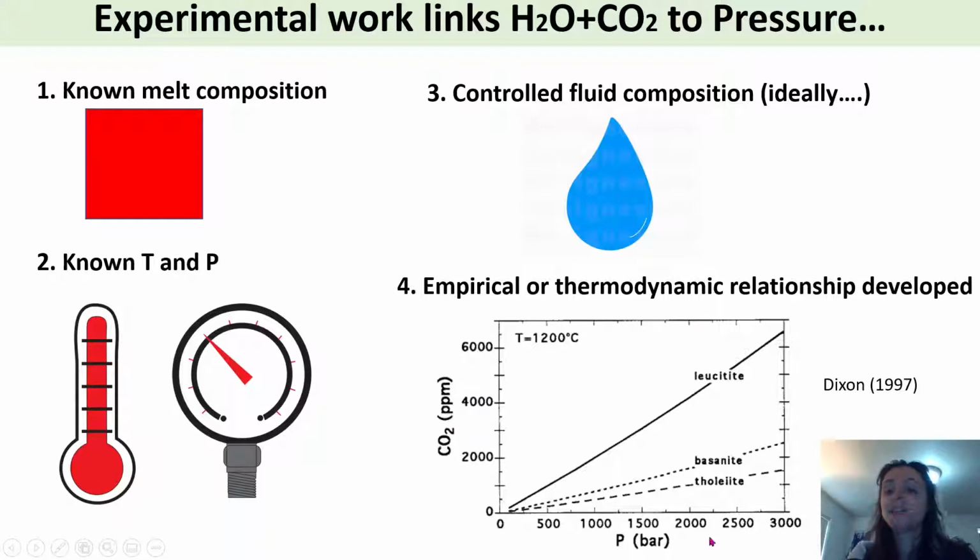And then the models try to relate the solubility of a given volatile, for example CO2, with these different variables. So this graph is from the seminal work of Jackie Dixon. And what she shows is that for 3 different melt compositions, a tholeiite up to a leucitite, as pressure increases, CO2 solubility increases, but there is a big contrast between these different melt compositions. The leucitite dissolves more than 3 times as much CO2 as the tholeiite.